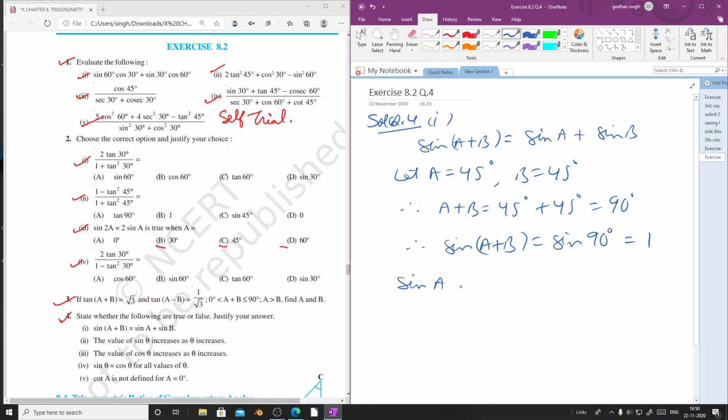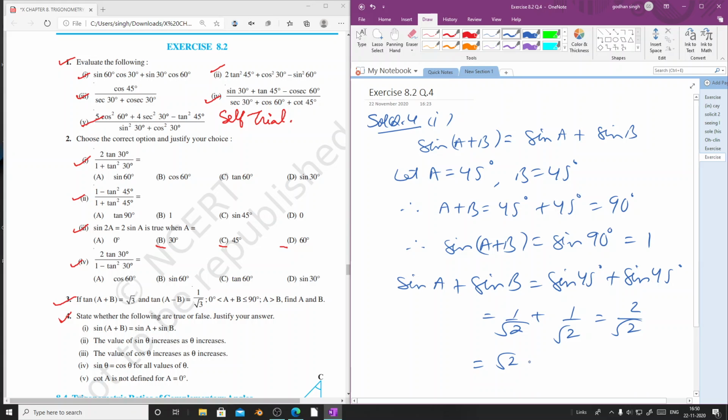And sine A plus sine B will be equal to sine 45 degree plus sine 45 degree. Because sine 45 degree is 1 by root 2 plus 1 by root 2, we will be getting 2 by root 2, and this will give us 2 can be written as root 2 into root 2 over root 2. We cancel root 2 from the numerator and denominator, and I will be getting root 2. It is very obvious that 1 is not equal to root 2.